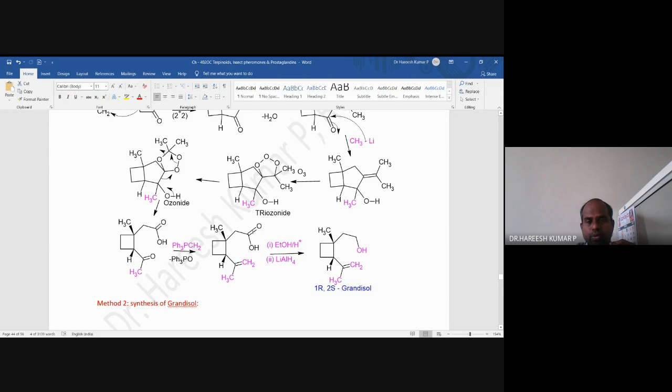So now you know that this is a carboxylic acid. So this carboxylic acid undergoes esterification. Esterification means conversion of acid into ester. So in the first step, acid is converted into ester. In the second step, that ester is reduced to alcohol. So what is the product obtained?